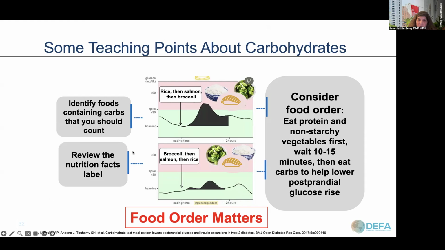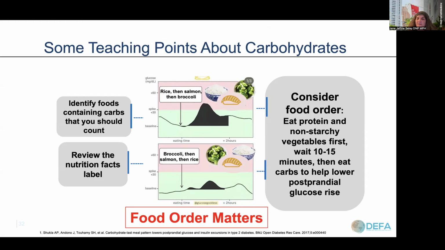So looking at this picture here, this subject ate the rice first and then ate the salmon and the broccoli. And after they ate the rice, the glucose skyrocketed. And then when they ate the salmon, it still stayed high, but it came down a bit. But in the second case, the subject ate the broccoli and the salmon first, waited 10 or 15 minutes before they ate the rice, and look what happened. Much lower rise in glucose. So food order really matters.